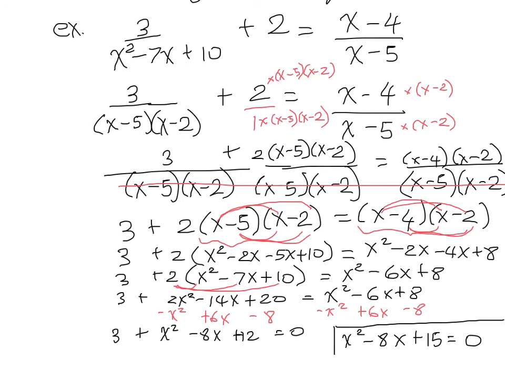Can we factor this and solve? So now we're looking for 2 numbers that multiply to get 15 and add to get negative 8. My 2 numbers that multiply to get 15 and add to get negative 8 are negative 5 and negative 3. So I'm going to factor all the way over here, so I don't have to turn the page. So I'm factoring and I get x minus 5, x minus 3, and that is equal to 0. Which means that either x is equal to 5 or x is equal to 3. And we've solved our crazy looking equation.